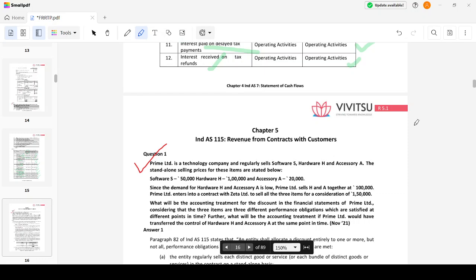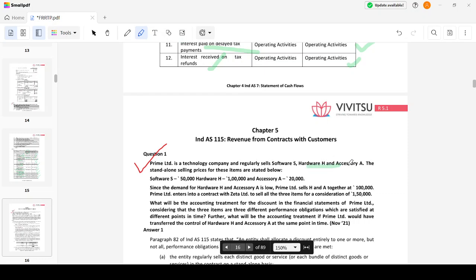Okay. See, financial instruments you will do for recognition and subsequent measurement. That will be there. But this revenue topic you have to do on a day-to-day basis. So this is highly important. Okay, Prime Limited.